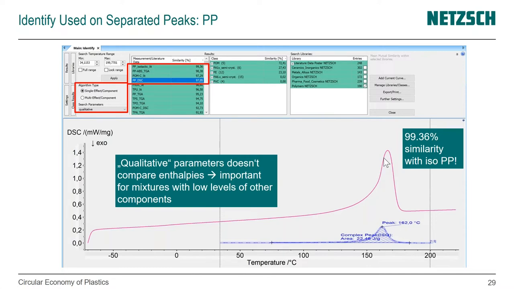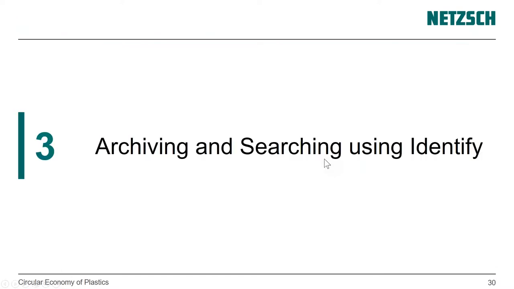You can use it, and there's an additional database with, as I said, the 1,100 plastics, and it's growing. And it's important for the analysis that we use qualitative parameters in the comparison, because that doesn't compare enthalpies. Otherwise, the similarity might not be correct, because we have a mixture. So the enthalpy per sample weight is skewed. So let's talk a little bit more about the archiving and searching using identify.